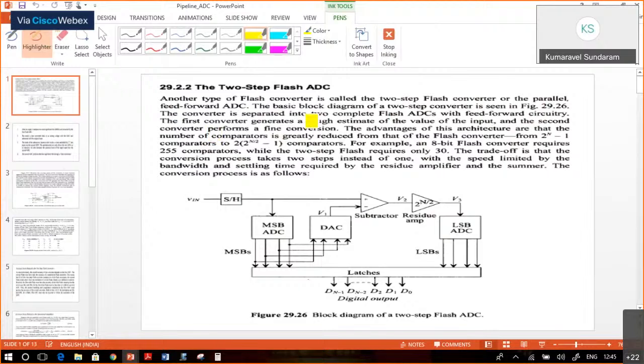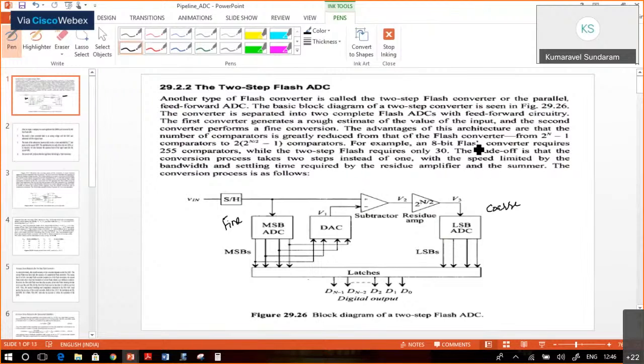The first converter generates a rough estimate of the value of the input, and the second converter performs a fine conversion. That means this is coarse, and this is going to be fine. Fine, coarse. Maybe we would have seen this in our lab equipment: coarse and fine regulation in the power supply.